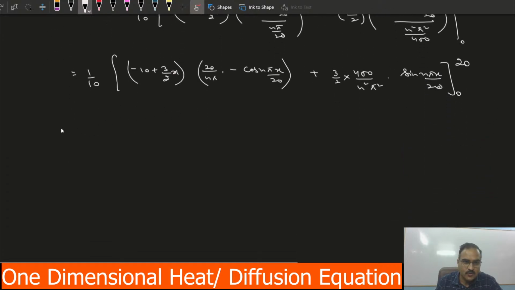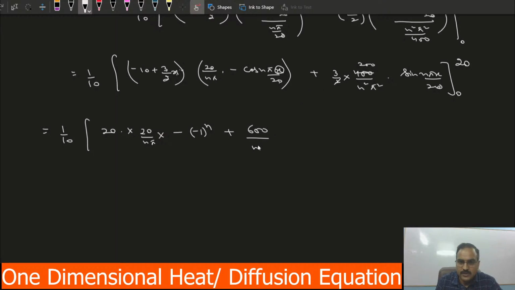Now upper limit, that is 20. So 1 by 10, 2 tens are 20, 10 3s are 30, 30 minus of 10, that will be 20 into 20 over n pi into minus, now if I substitute 20 over here, 20 and 20 cancel, cos n pi, that is minus 1 raised to n, plus 2 ones are 2, 200s are 200 into 3, so it will be 600 over n square pi square. Now if I substitute 20 over here, 20 and 20 cancel out, sine n pi is what? That is 0. I'll write over here sine of n pi is equal to 0.